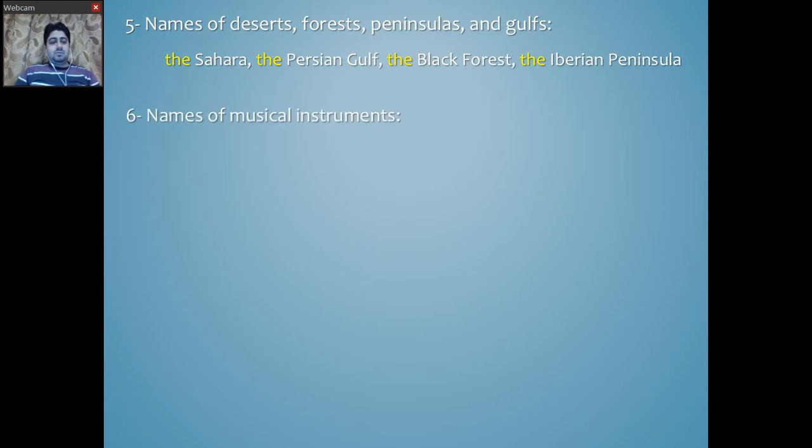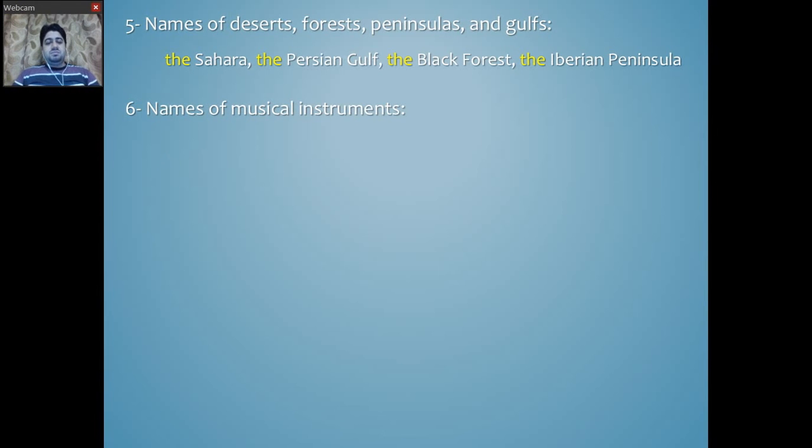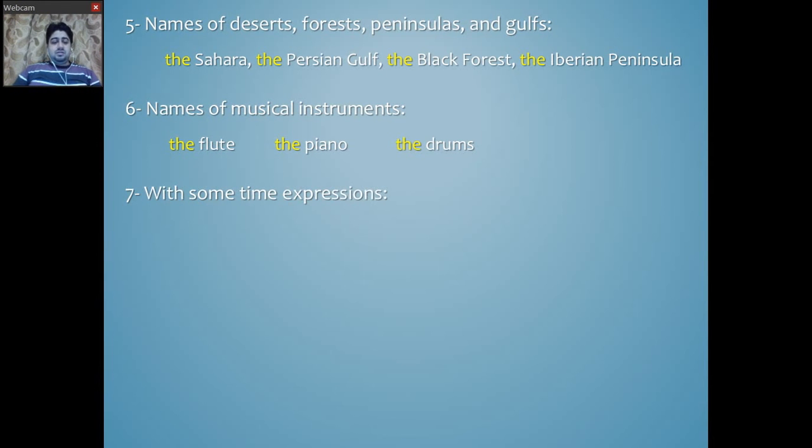Six. We use it for names of musical instruments. This is very important, guys, because we don't say, for example, piano, but we say the piano, the drums, the flute. Always with musical instruments use that. Seven. With some time expressions like at the weekend. So the weekend, there's always the in it. Or we say in the evening, in the morning, in the afternoon. Alright, there's always the here.